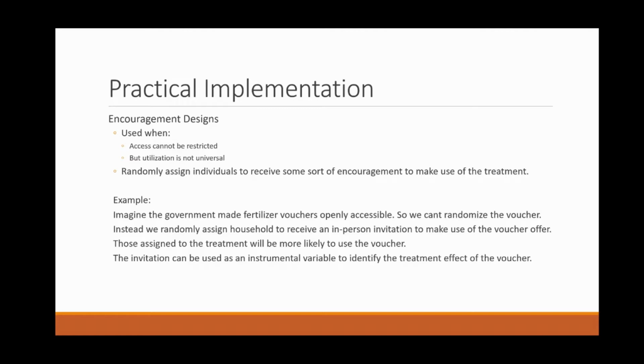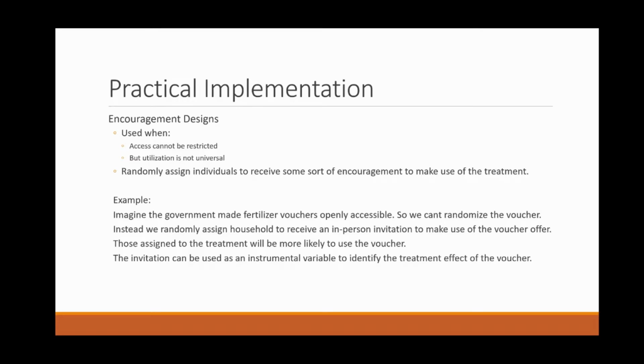But utilization is not universal. That means not everyone is availing themselves of this fertilizer subsidy. So what you can do is you could randomly assign people to receive some sort of encouragement, something to help them take advantage of this accessible program. So instead, let's say we randomly assign households to receive an in-person invitation to make use of the voucher.